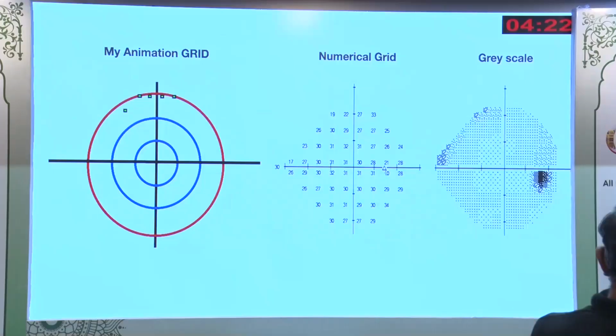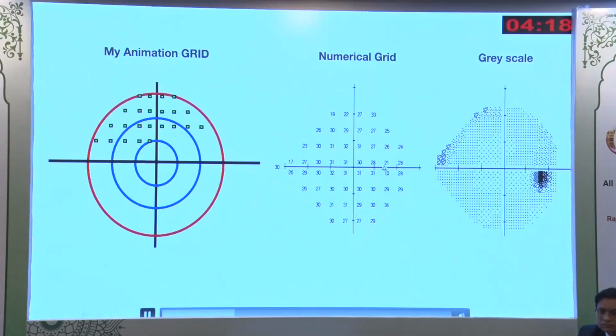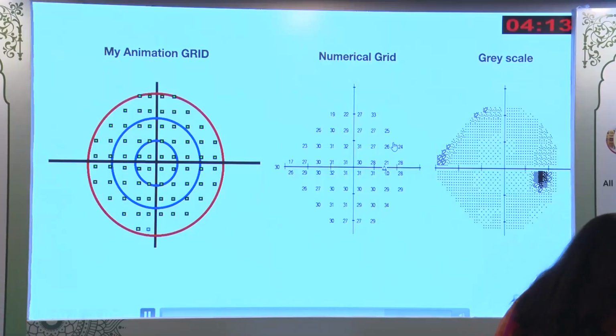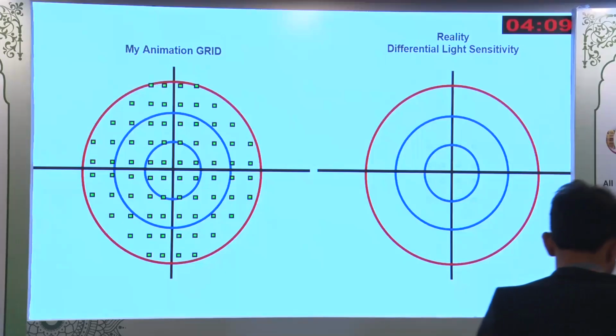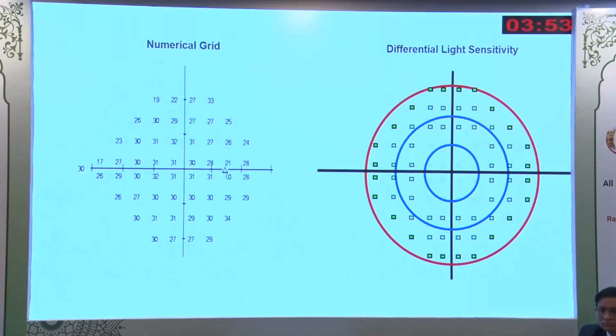And this is how the journey started, by making a lot of animation grids on the exact points, be it for a 24-2 or a 30-2, on the numerical scale, and the real definition of visual fields. The reality is differential light sensitivity, where the macula can actually pick up the points which are very sensitive, which makes it the real hill, whereas as we go to the periphery, the sensitivity falls. So that's what forms the visual field as a three-dimensional hill, and the numerical grid resonates with the similar finding.